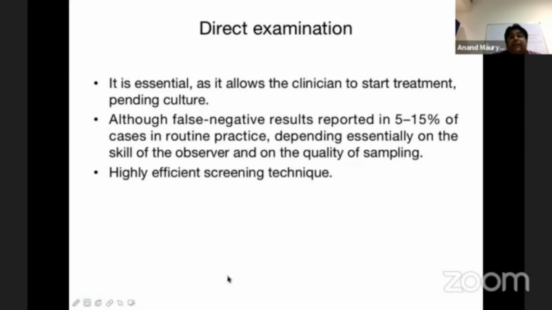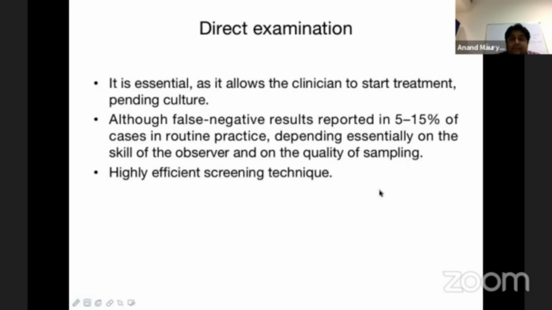Now, direct examination is essential. It allows the clinician to start treatment pending the culture. False negative results are reported in 5 to 15% of cases, and they depend essentially on the skill of the observer and the quality of the samples. It is a highly efficient screening technique that is generally used. Yesterday there was a very detailed discussion on direct examination.